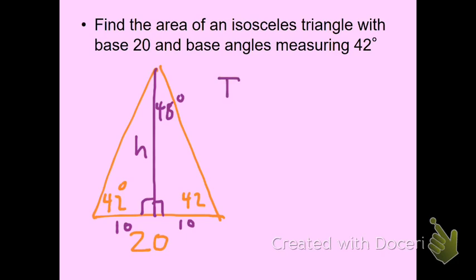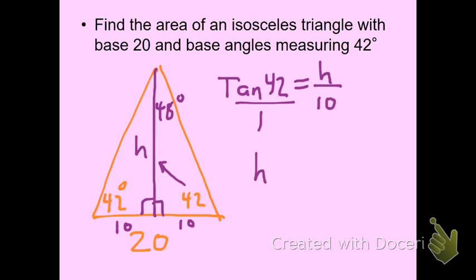So if I use 42, I'm going to use tangent because I'm looking for the opposite leg. So tangent is opposite over adjacent. So h over the adjacent leg, which is 10. Then on my calculator, I'm going to type in the tangent of 42 and cross multiply. So 1 times h is h, and then the tangent of 42 is 0.9004. So when you multiply that by 10, you get 9.00. So we'll just round it to 9.